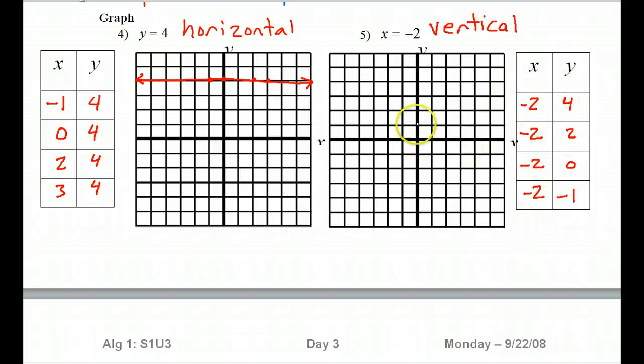But then if I plot those 4 points, it should show me what this line is going to look like. Negative 2, 4, negative 2, 2, negative 2, 0, and negative 2, negative 1. I've plotted these 4 points, and you can see it is forming a vertical line as predicted. Okay? So that's a new way of reminding you how these equations work and how to graph them.